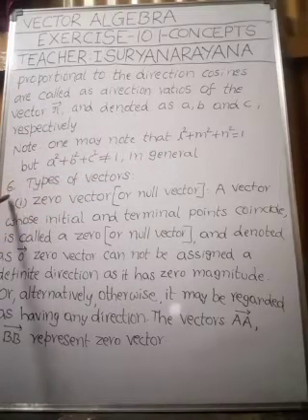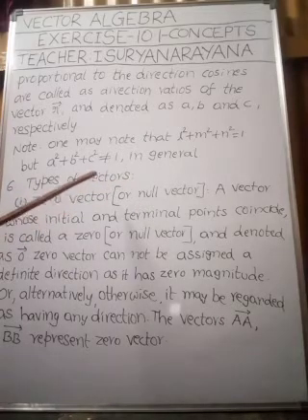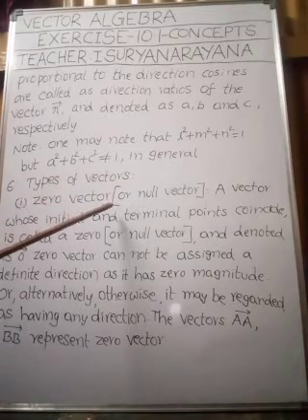Right. Now come to the next point, the sixth point, types of vectors. There are different types of vectors we are discussing here.